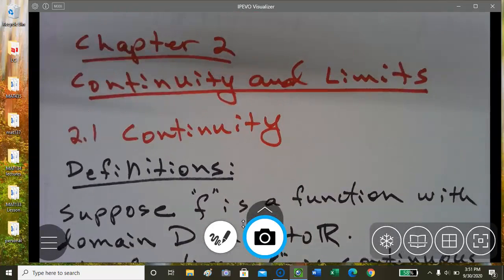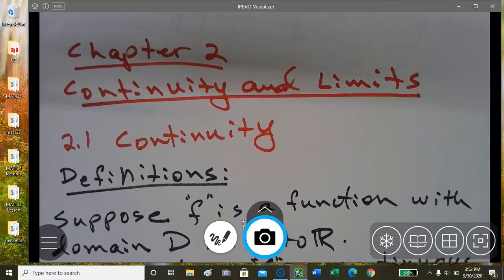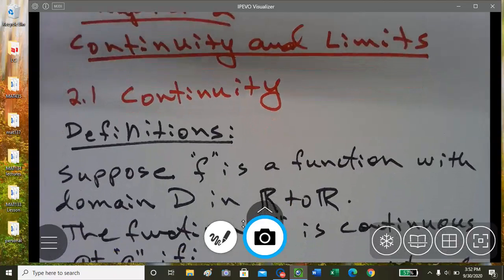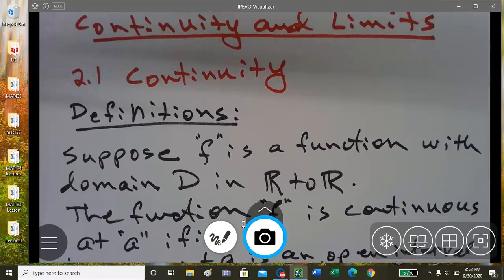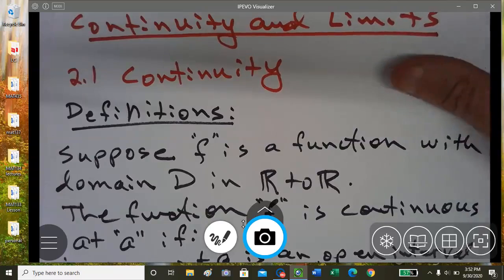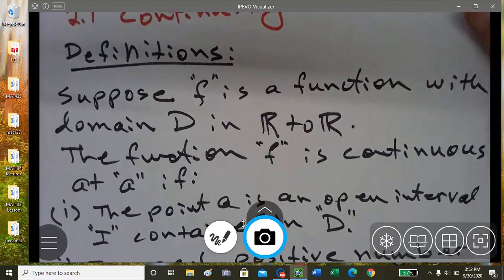Okay, we are moving on to chapter 2. And chapter 2 is continuity and limits. So this first lesson, chapter 2, is 2.1, continuity. So let's take a look at some definitions.